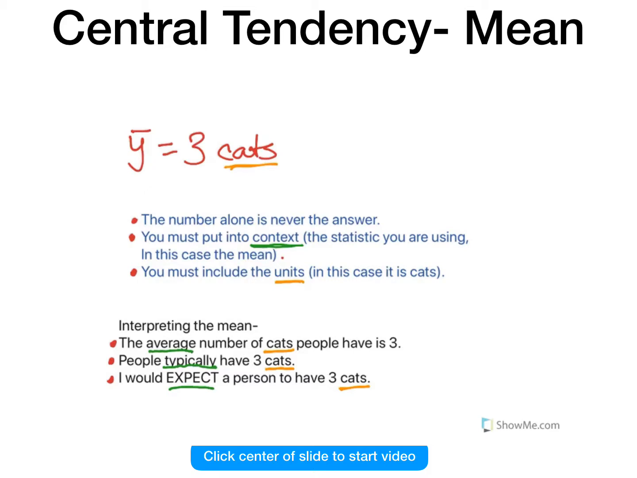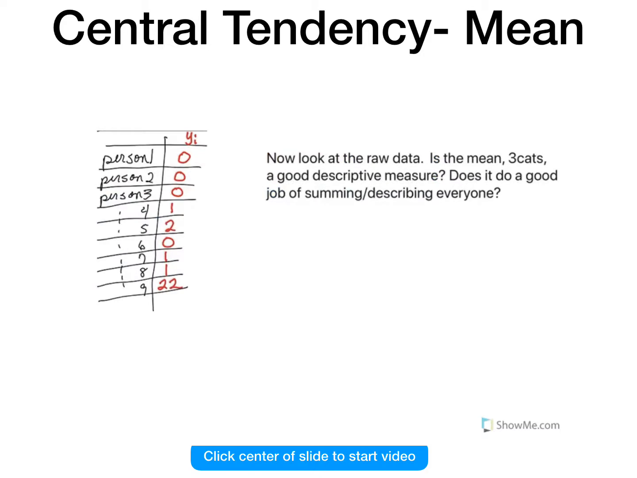Now the context, in this case, is that we're measuring central tendency. We're trying to get at the average number. So typically we say on average people have 3 cats, or it's typical for people to have 3 cats. Now look at the raw data. Is the mean of 3 cats a good descriptive measure? What we're trying to do here is summarize all of our data with one number. Do you think it's doing a good job of describing these 9 people? Is a cat ownership of 3 cats a good descriptive? What do you think?